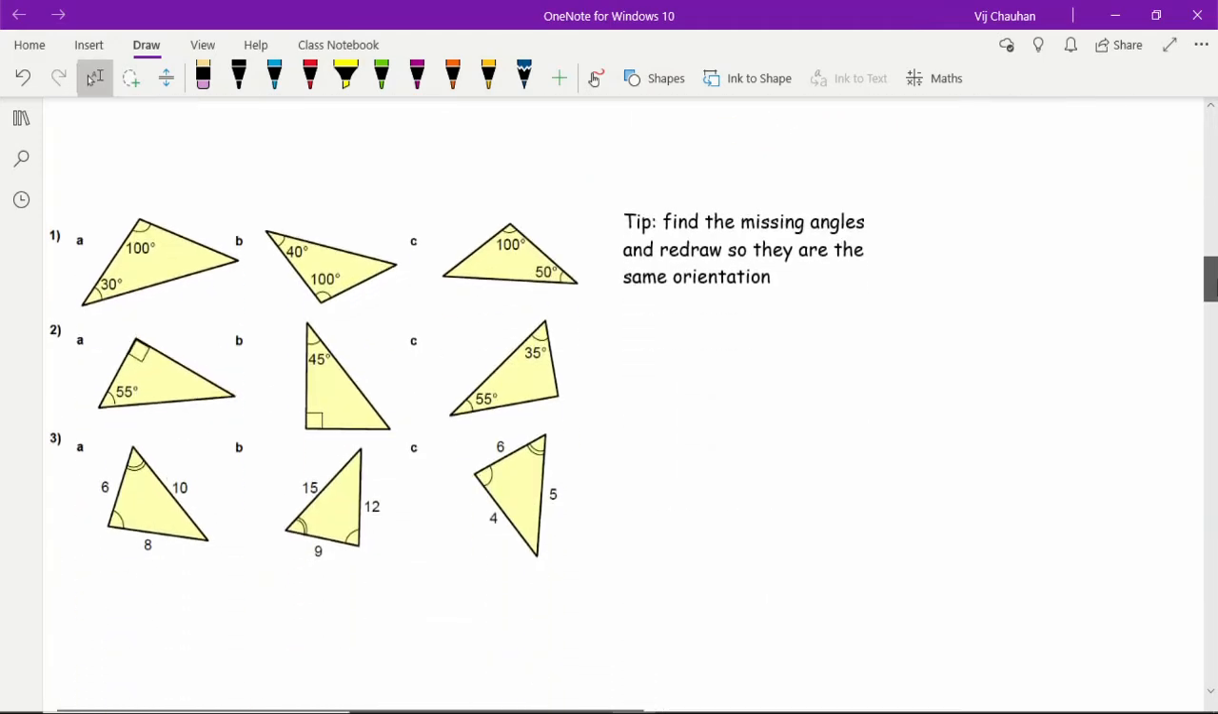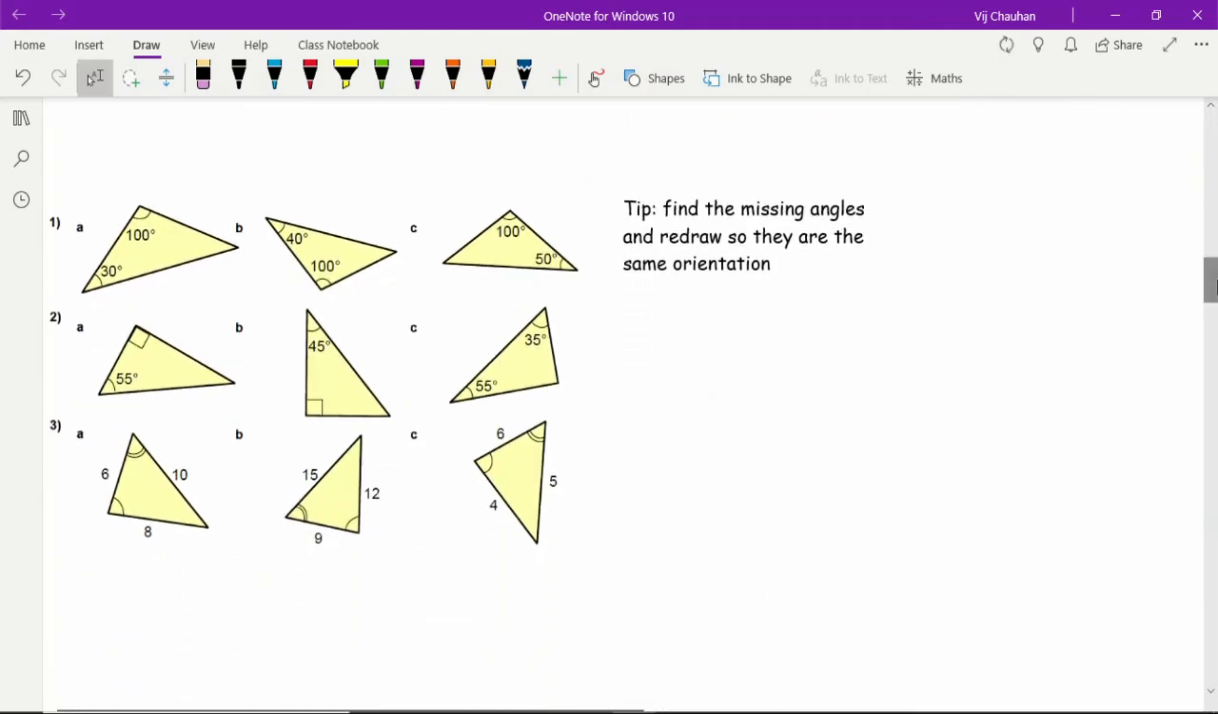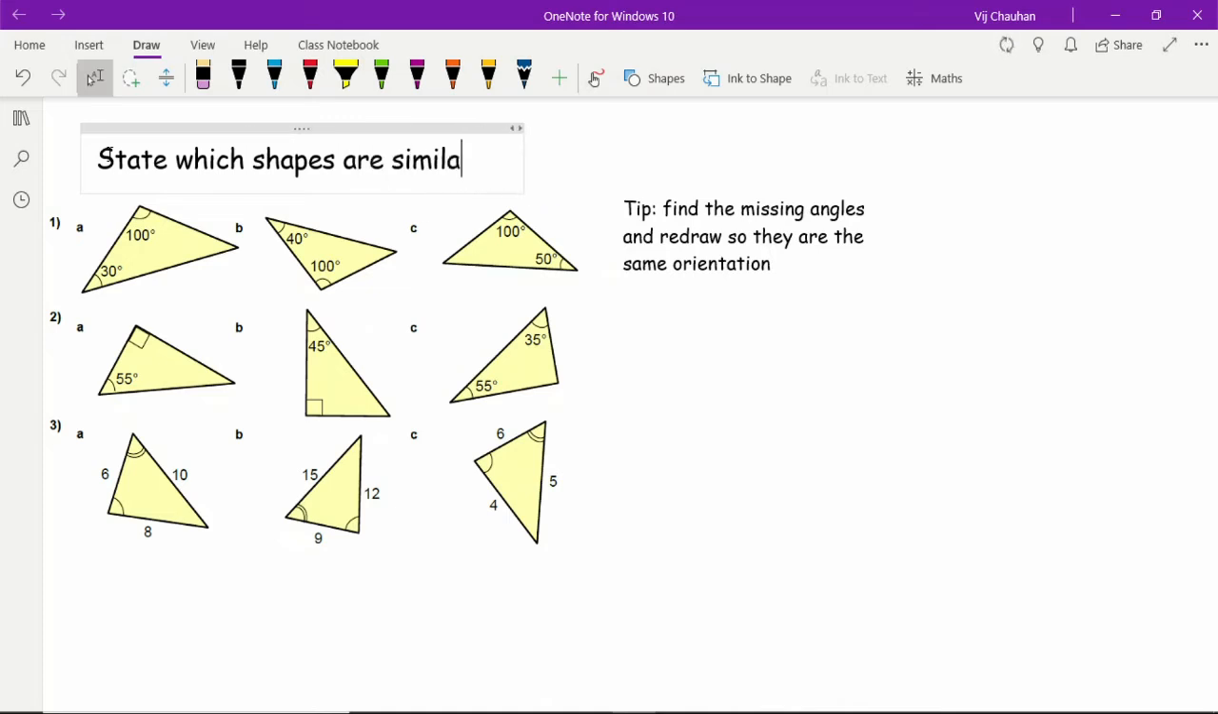Now, as we mentioned, another way of looking at similar shapes is looking at the interior angle. So particularly this becomes effective when it comes to working with triangles. Now, in this particular question, what we're going to be asked to find, which is kind of missing, is state which shapes are similar. What should I say? Which two shapes are similar?